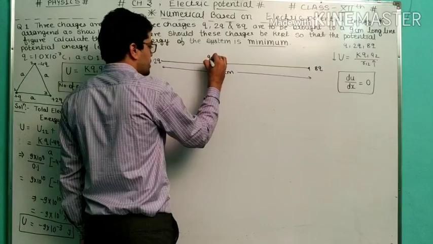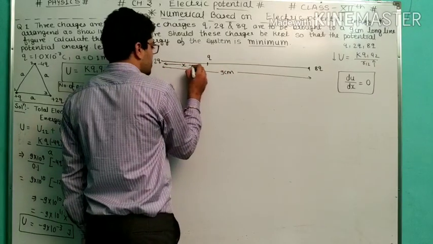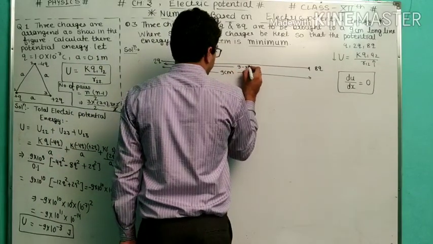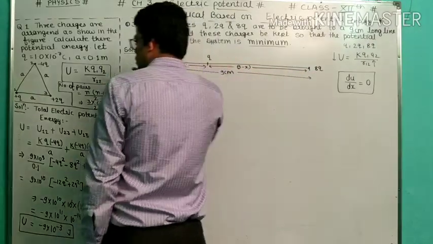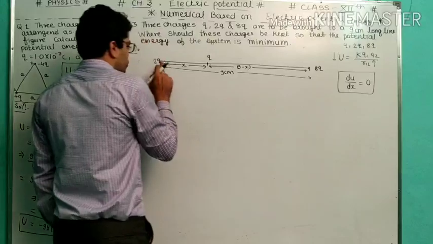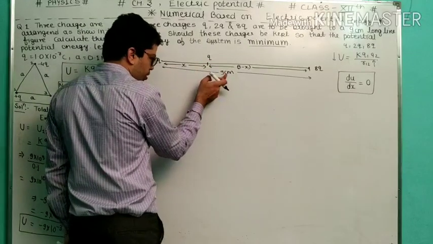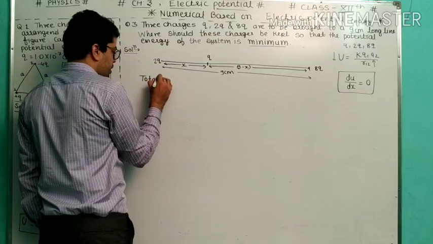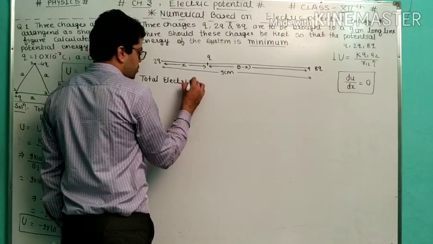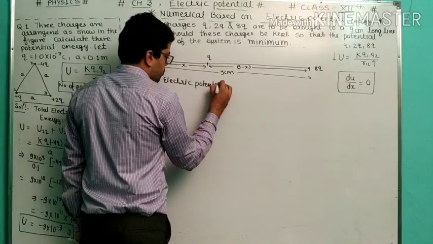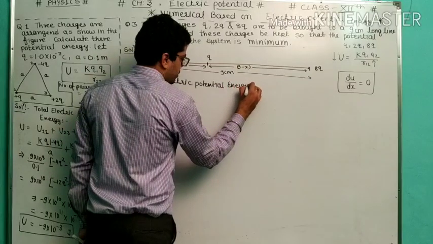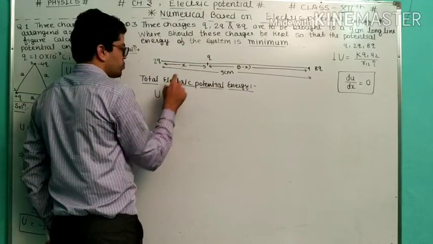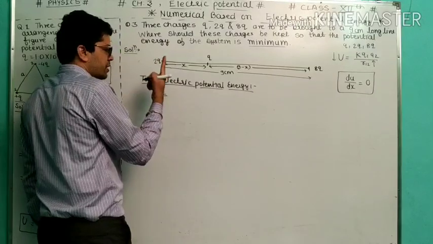Let's say the q is placed here and the distance between them is x, and the remaining distance is 9 minus x. So this is x and this is 9 minus x. So the total minus this is equal to this distance. Now we have to find the total electric potential energy. So U is equal to, now you may be confused about how many pairs of charges there are.